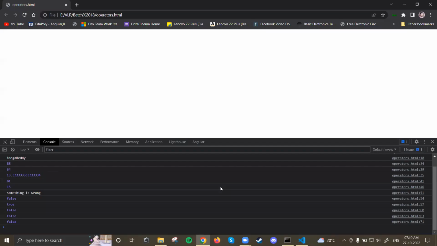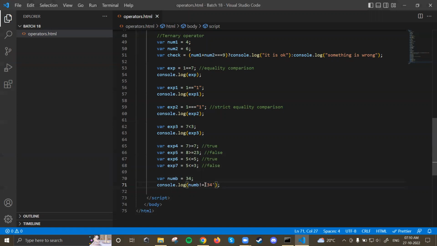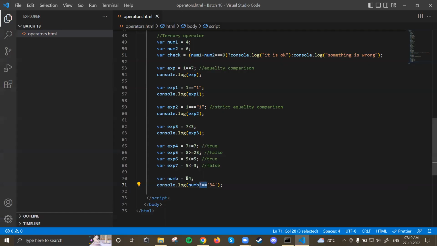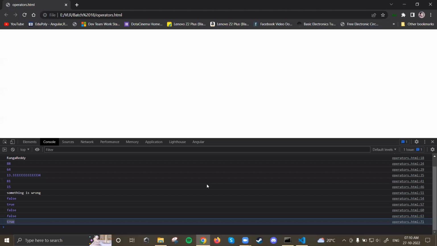Okay, but if I put here double equal to, what will happen? It is able to check that the value is same, but the data type is wrong. So that's why this will give us true. This will not give us false. Can you see? It gave us true. It is saying that this number is not equal to 34. Why? Because the value is same, but the data type is not same. But if we use single equal to, what happens? It is only checking the value, not the data type. So it is giving us false.